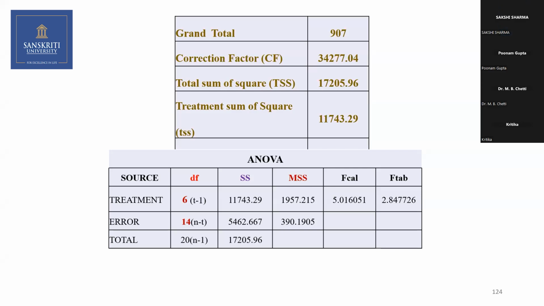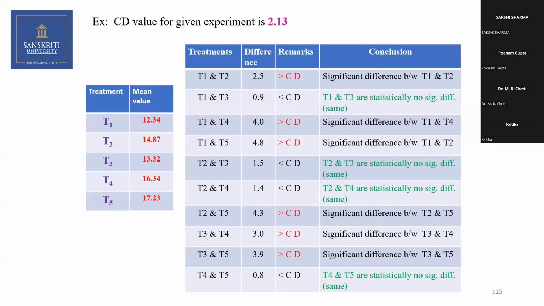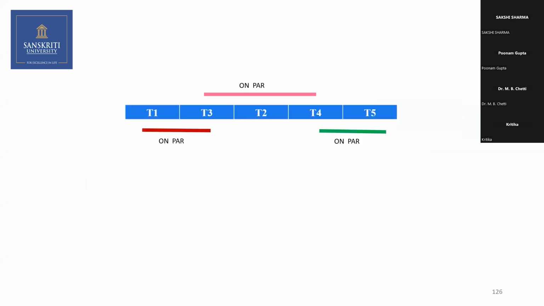Okay. I'll move on to the RCBD now. This table is very, very important. If you understand this logic, I think you will understand everything. See, this is on par. You can just see here, T1 treatment and T3 treatment are on par with each other. T3, T2 and T4 are on par with each other. T4 and T5 are on par with each other. See, in mathematics, if x is equal to y and y is equal to z, then x is equal to z, but not in statistics, because here we have error and we have the level of significance also, the probability.